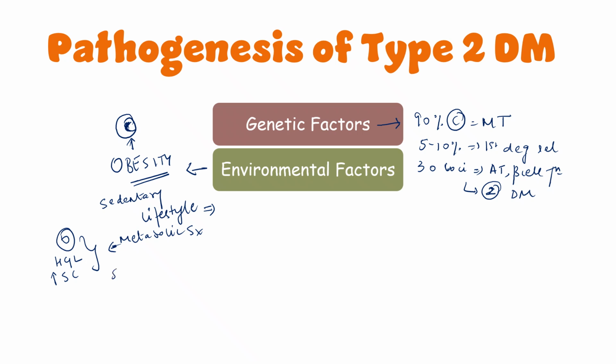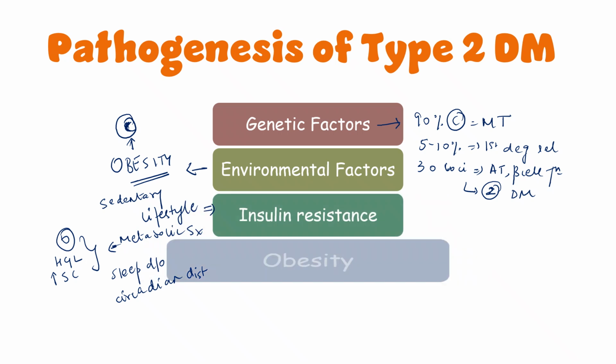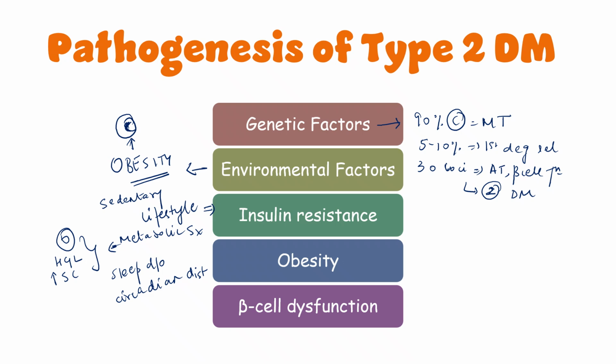Apart from that, sleep disorders and circadian disturbance, that is a disturbance in your circadian cycle, can also cause type 2 diabetes mellitus. The other factors are insulin resistance, obesity like we have discussed, and beta cell dysfunction, which I will discuss in detail in the further slides.